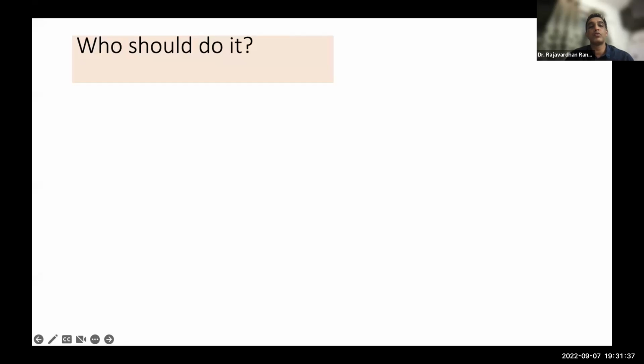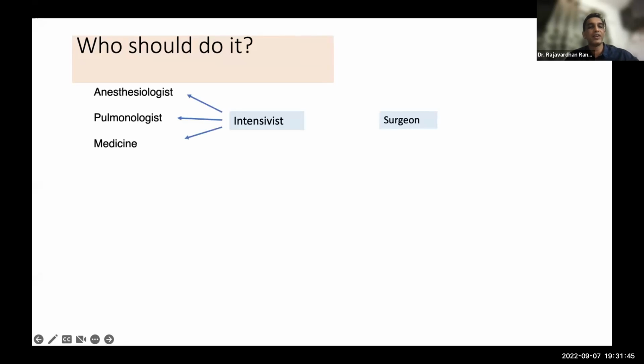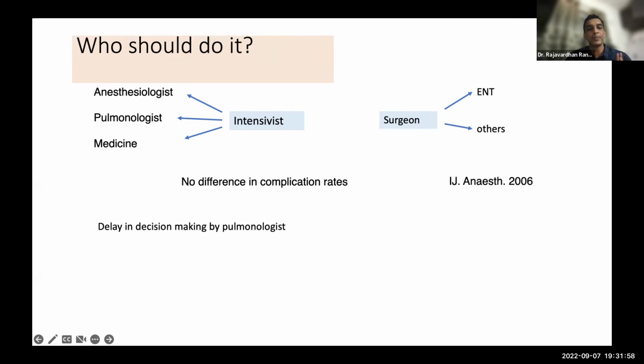Okay. The next question is, who should do it? Then comes intensivist versus surgeon. Both of them are trained enough to do it. So they did a study. Intensivists can be divided further into anesthesiologist, pulmonologist, and medicine backgrounds. Surgeons include ENT and others. They found that there's no difference in the complication rate, whether it's an intensivist or a surgeon. Both are good enough. The only thing they noted is that if a pulmonologist intensivist is taking the decision for tracheostomy, there is a delay in decision making. Okay.